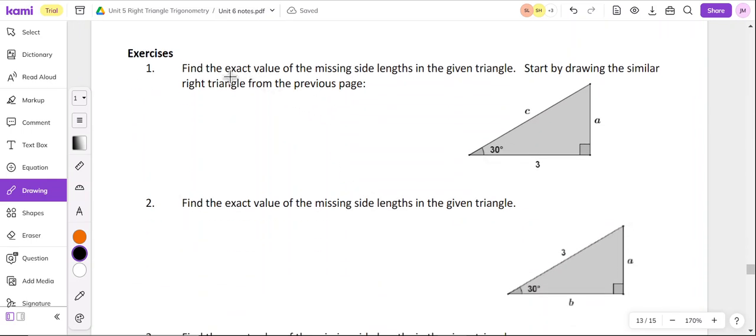All right, so now it says find the exact value. That means with radical signs, not an approximation in decimal form. Find the exact value of the missing side lengths in the given triangle. Start by drawing the similar right triangle from the previous page. So this is the 30, 60, 90, correct? Here we go.